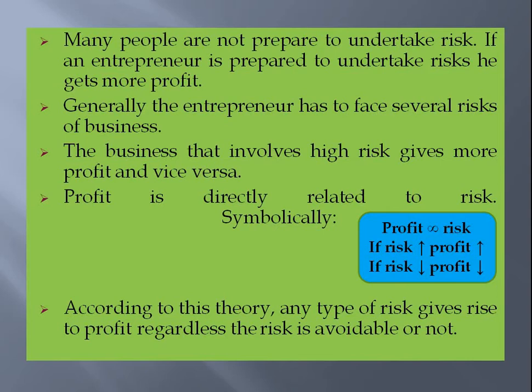So profit is directly related to risk. Here it has been mentioned clearly that it has a direct relationship. If the risk increases, profit increases. If the risk decreases, then the profit also decreases. So according to this theory, any type of risk gives rise to profit, regardless of whether the risk is avoidable or not.